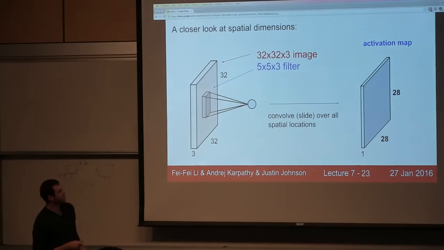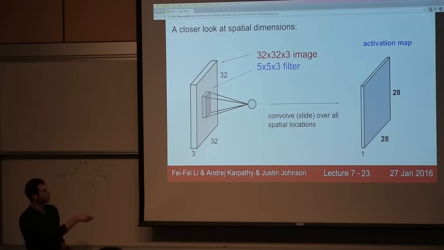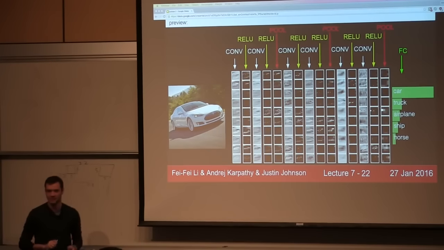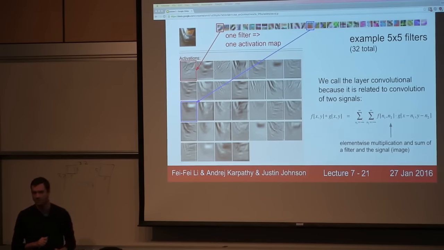Now, we're going to take a closer look at the spatial dimensions, exactly how this 28 came about and what's happening there. But before I dive into the details of the spacings and the sizes of filters and all this mathematics, are there any questions about the basic organizational layout and what convolutional layers are doing?